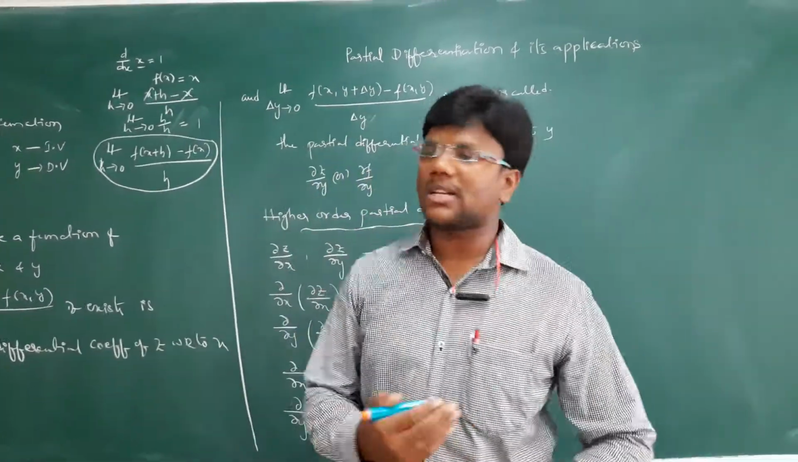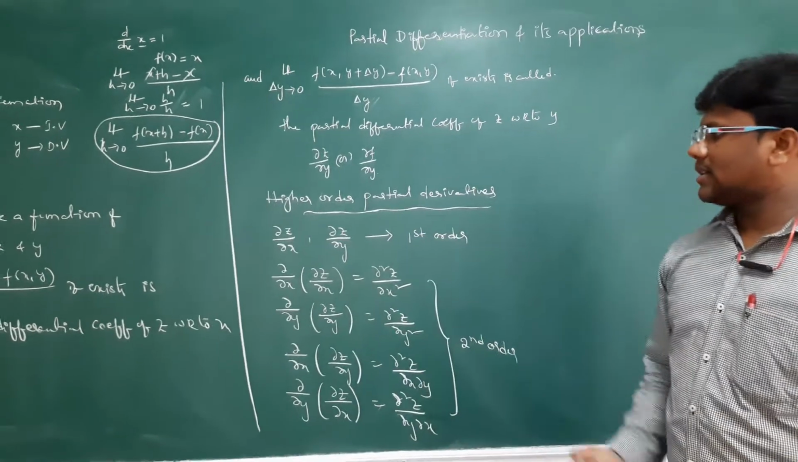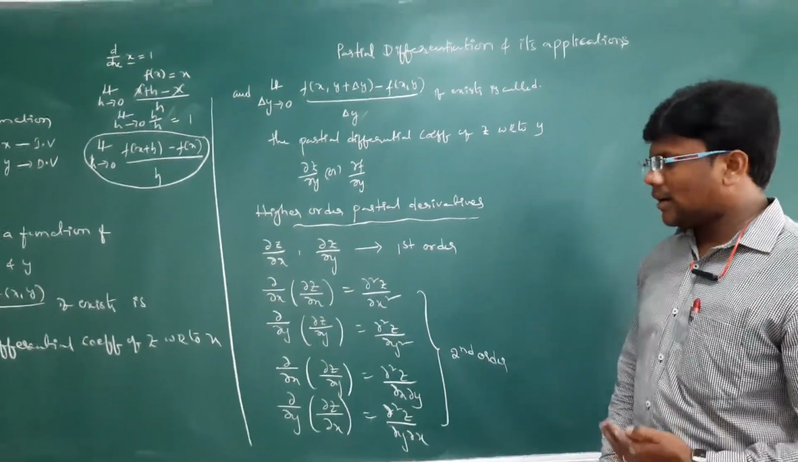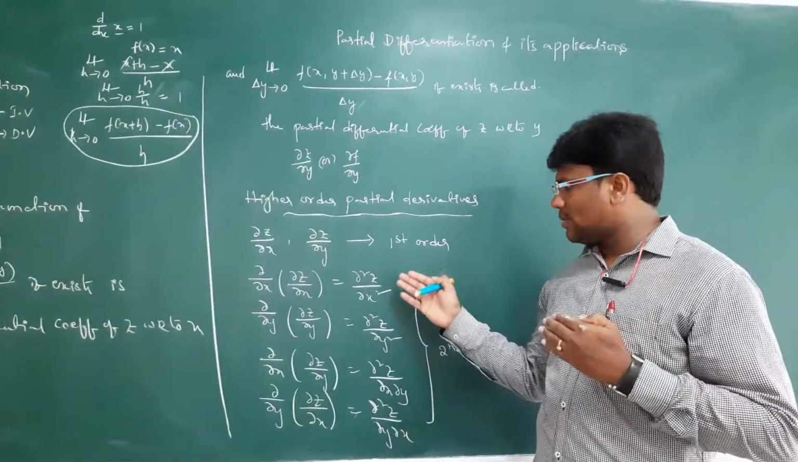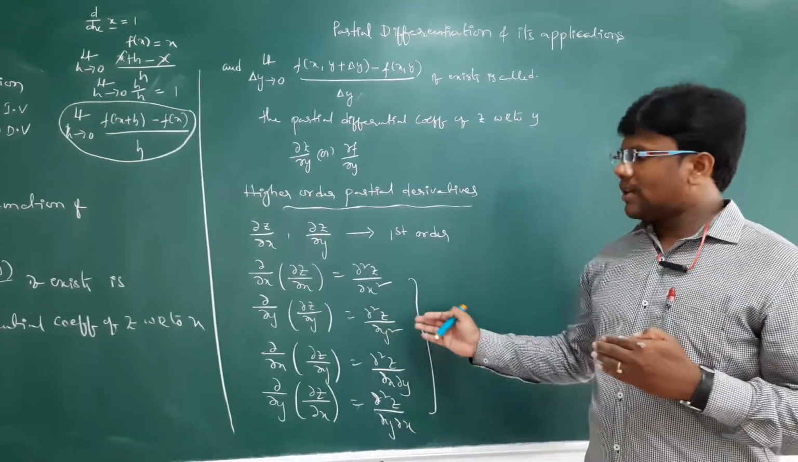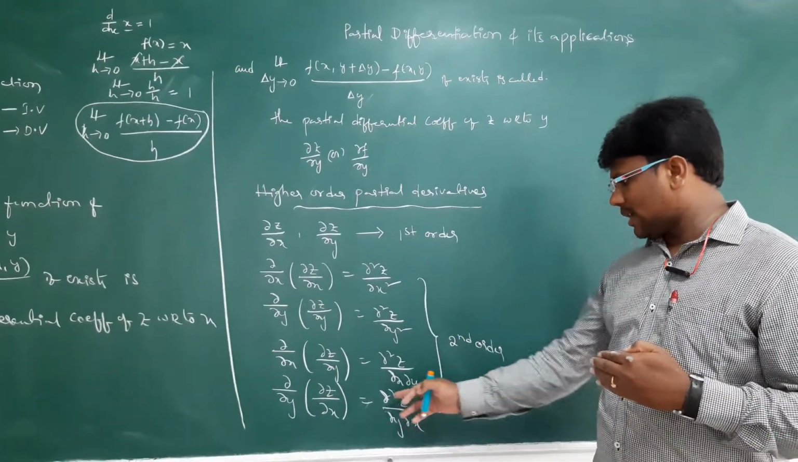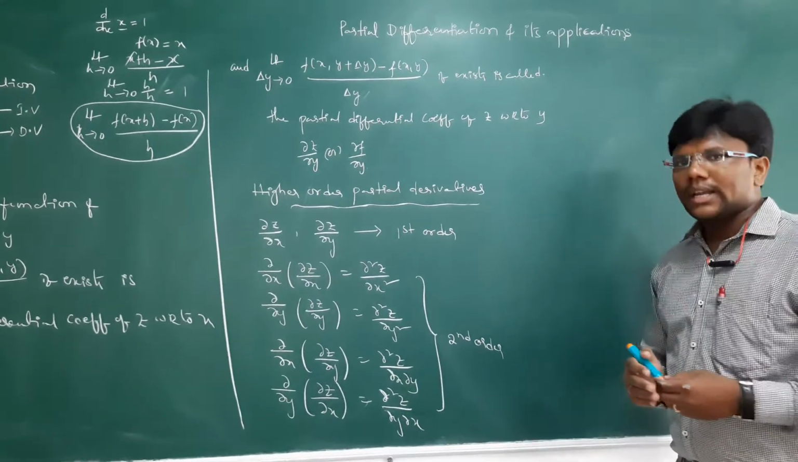The first order partial derivatives are dou z by dou x and dou z by dou y. The second order partial derivatives are dou square z by dou x square, dou square z by dou y square, dou square z by dou x dou y, dou square z by dou y dou x.